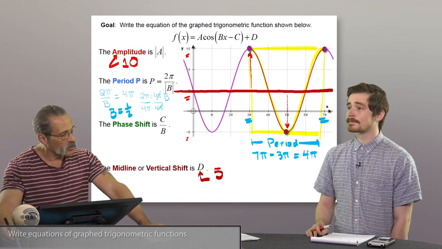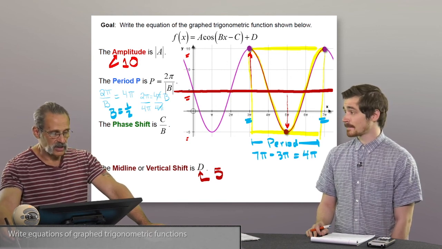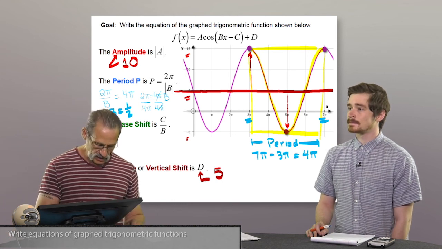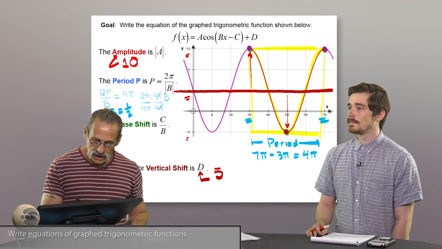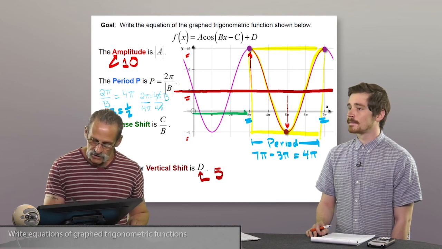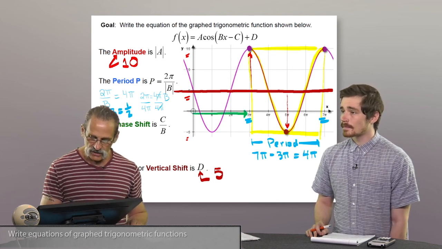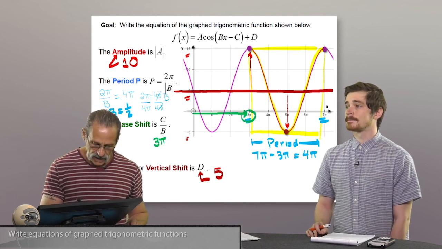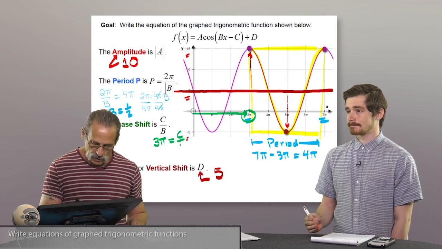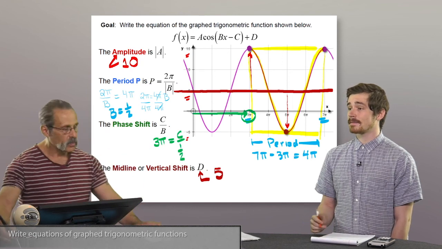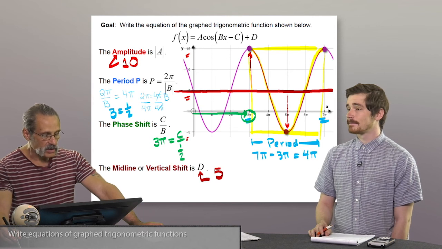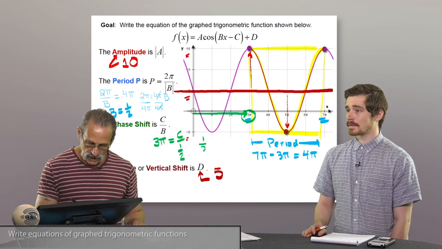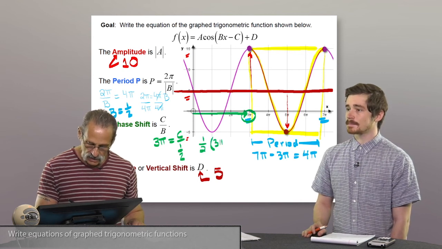So the last variable we have to find is what? Is C. Now the way we find C is with the phase shift. And the phase shift, if I think back, is going to be my horizontal distance from the origin, which in this case is what? Is 3 pi. 3 pi. So if my phase shift is 3 pi, that's equal to C over B, and I know B is what? B is 1/2. Very good. So I can go ahead and multiply both sides of the equation by 1/2. Yes. So I have 1/2 times 3 pi is equal to what?